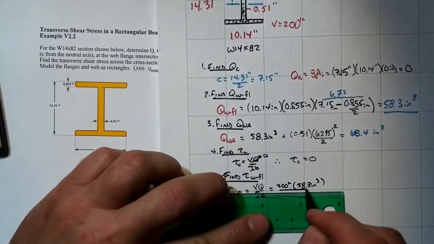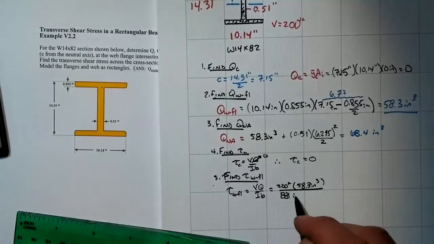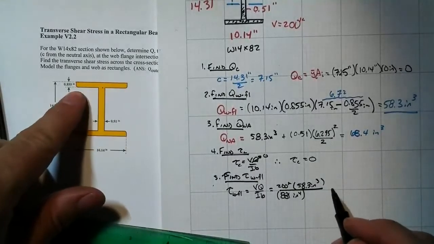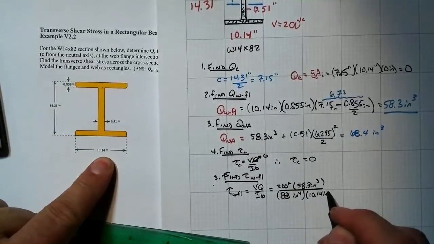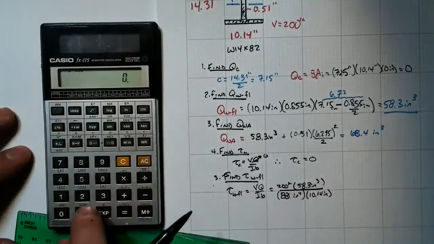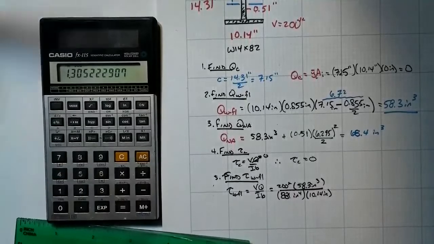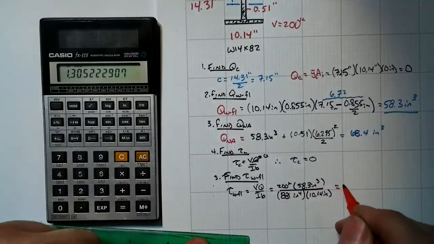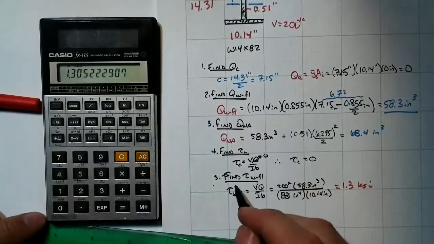We're going to look up the second moment of area, or we'd have to calculate it doing all those rectangles, but we look in the back of our textbook and we'll find that the second moment of area for W14 by 82 with respect to the x-axis is about 881 inches to the fourth. And then if we're up into the flange, then that width is the full 10.14 inches. So 200 times 58.3 divided by 881 divided by 10.14, and we get a stress of 1.3 ksi.